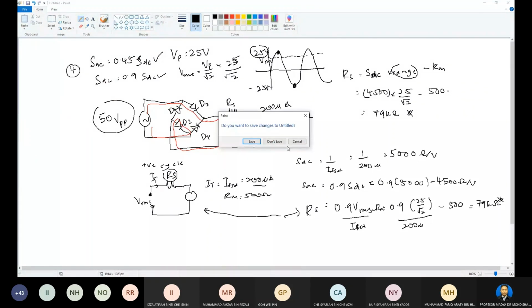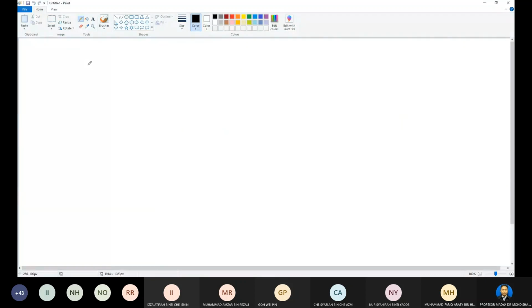Okay, for question number 5, this is the circuit. This is our RS. This is RD. This is R1. This is our meter.